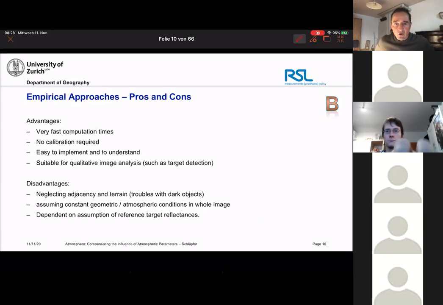So if you go into spectral unmixing or spectral matching algorithms where the brightness does not have an influence, like the spectral angle mapper, you learned about that, I know, then with empirical approaches you can get quite nice results.